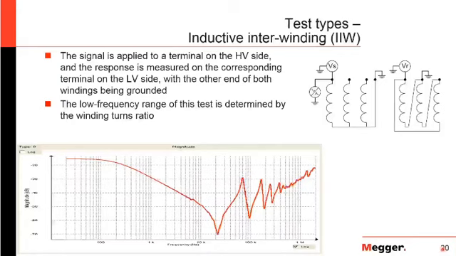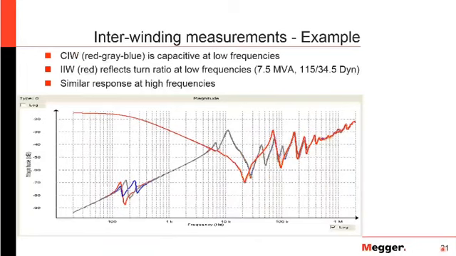The next one we have here is inductive interwinding. Once again, it's a repeat of the previous test as far as connections go, but now you're going to ground the opposite side of that winding. So once again, inject on one side of the winding, like primary on A phase, and ground the opposite side, and then measure the response on the A phase on the secondary, grounding the opposite side of that winding. The nice thing about this is at the low frequency range, you can really see the turns ratio of your transformer. This is similar to if you've ever done your TTR with your power factor test set.